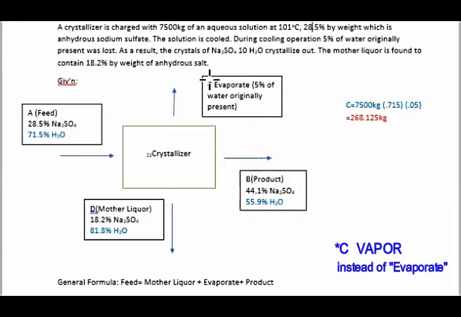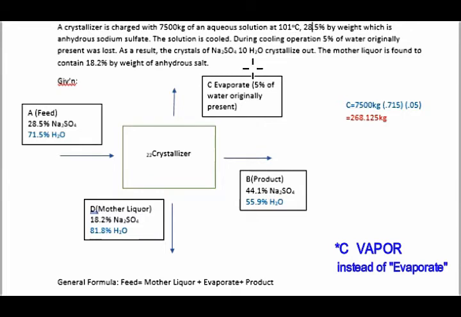So the first thing we need to do so that solving this crystallization problem would be a lot easier is we need to draw a block diagram. Since on the actual problem it is already given, what we need to do is fill out all the necessary information that is missing. Since it's already given that 28.5% by weight of anhydrous sodium sulfate goes into the feed, that means 71.5% is water. The same goes for all the other parts of the crystallizer, such as the mother liquor. It is given that it's 18.2% sodium sulfate, so 81.8% is water.